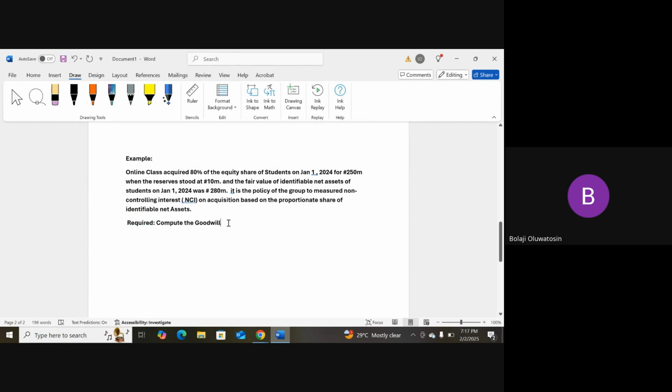Online class acquired 80% of the equity share of students on January 1st, 2024 for 250 million, when the reserve stood at 10 million, and the fair value of identifiable net assets of students on 1st of January 2024 was 280 million. It is the policy of the group to measure non-controlling interest on acquisition based on the proportionate share of identifiable net assets. Compute the goodwill.